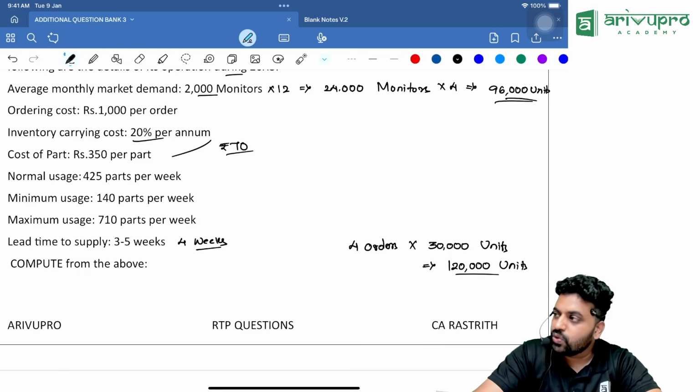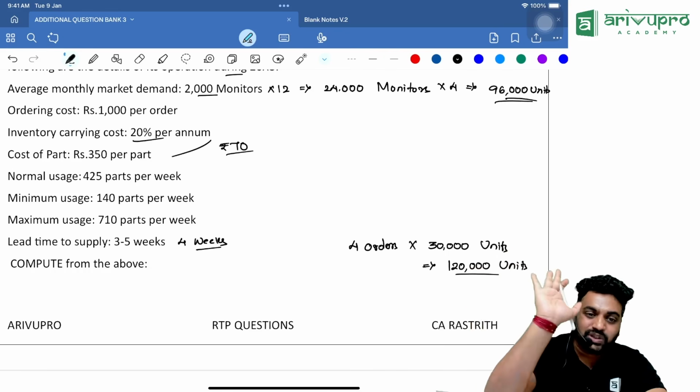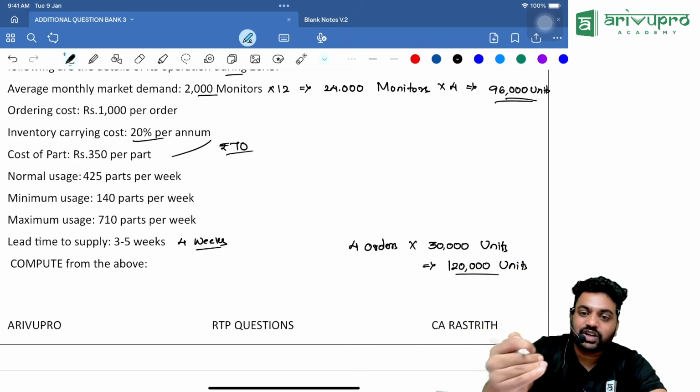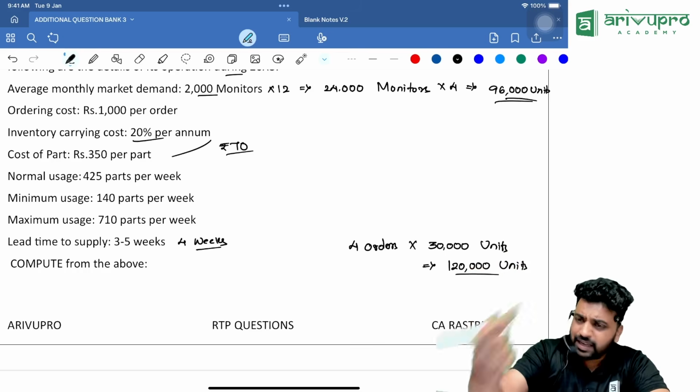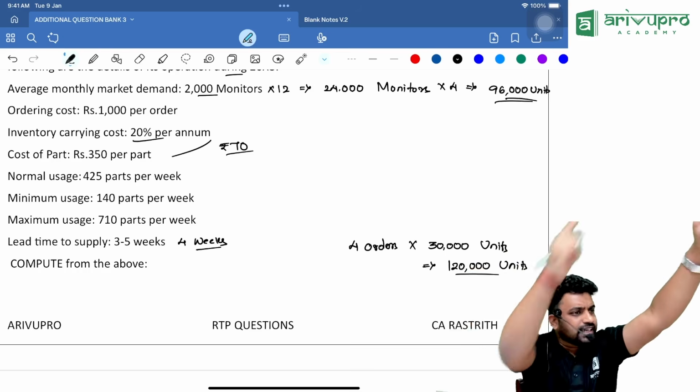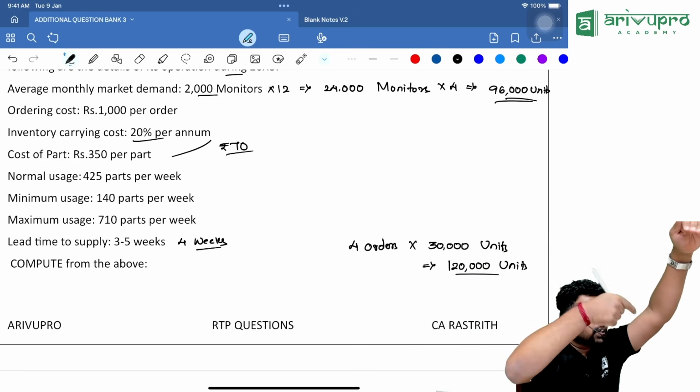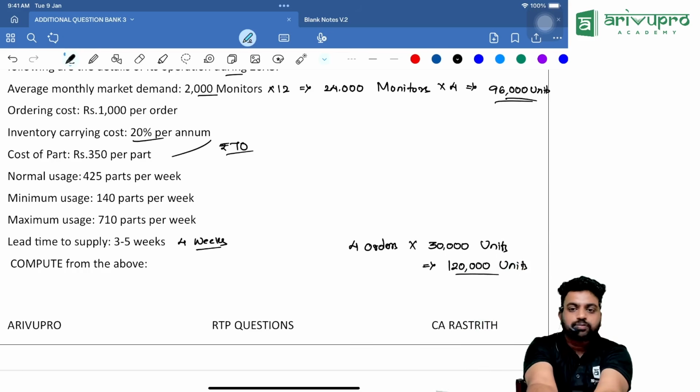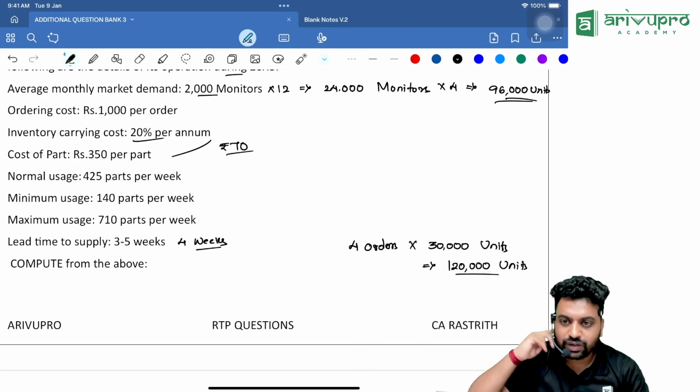Guys, now you have to check whether the goods are perishable or non-perishable in nature. If it is perishable, you buy 96,000 and use 96,000. If you buy 120,000 also, it is going to get spoiled, and you are going to pay for 120,000.